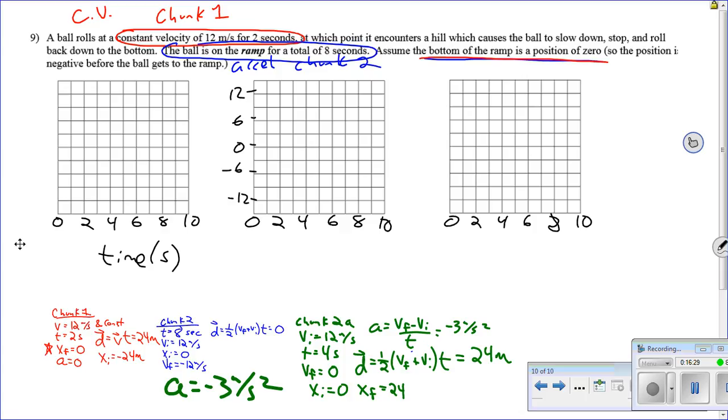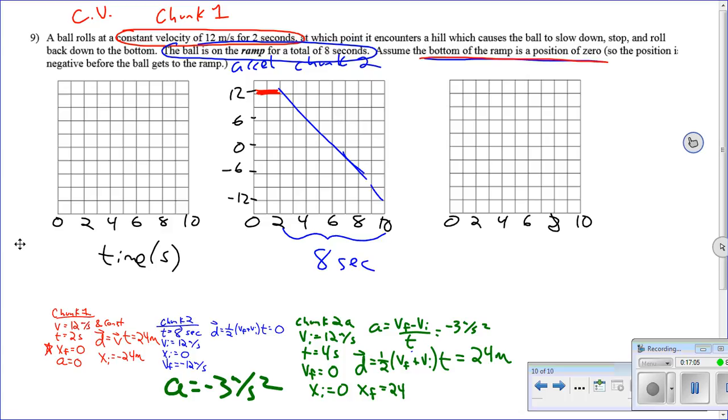So for chunk 1, my velocity stays at 12 for 2 seconds. I need to calibrate the board. And then from there, the velocity decreases to negative 12. That takes 8 seconds. But please remember, 2 seconds have already passed. So here's my 8 seconds. Start with this little blip here. All right, so there's my velocity time graph.